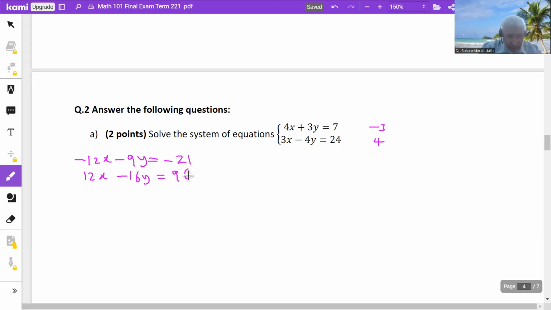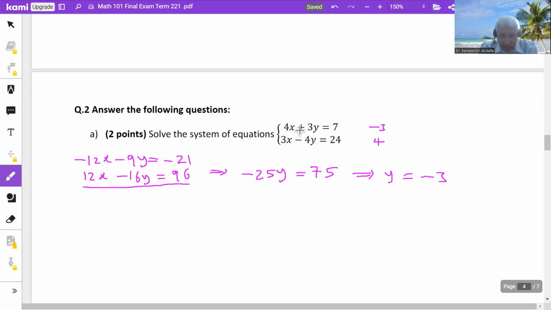It is 96. Then when you add these two equations, you cancel 12x with 12x. You get negative 9y minus 16y, that's negative 25y. 96 minus 21, that's 75. So y would be 75 over negative 25, and that's negative 3.